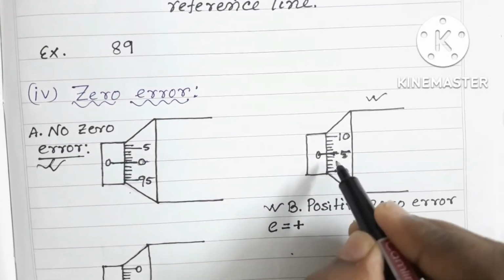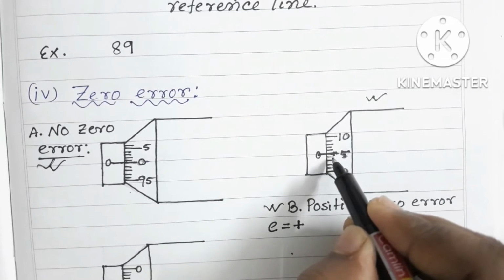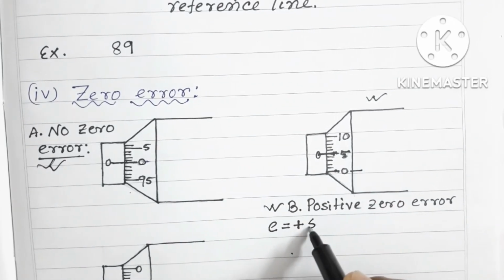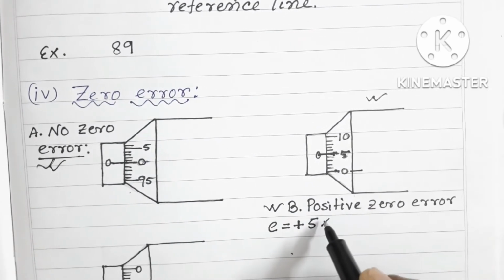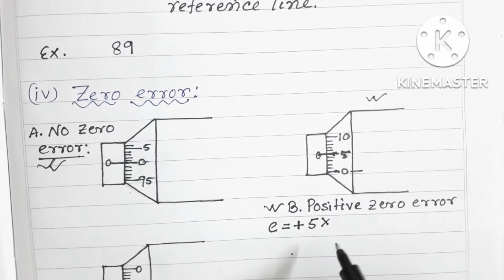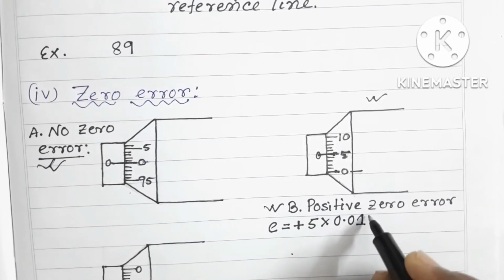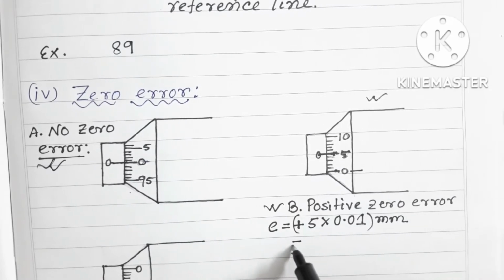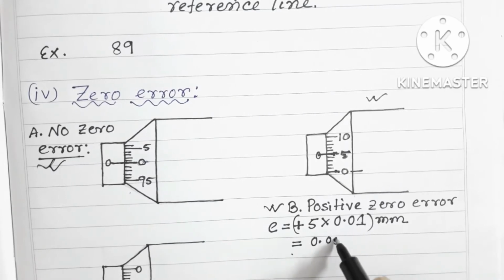And which division coincides with the reference line? You can see 1, 2, 3, 4 and 5. Always count from the 0. So this is the 5, and what will be the reading for that? Multiply it with the least count of this instrument. So what is the least count? We have found it is 0.01. Hence the reading, in millimeter, is 0.05 millimeter. So here the error is 0.05 millimeter.